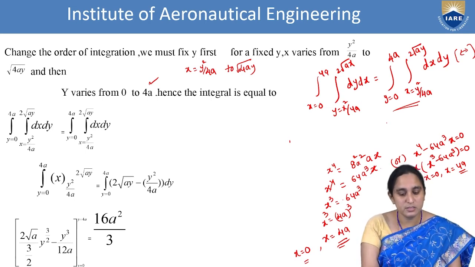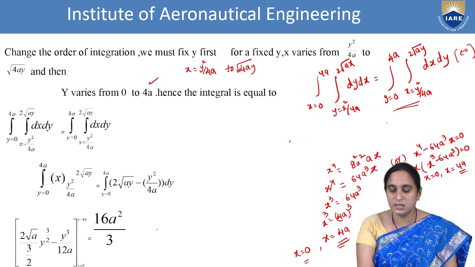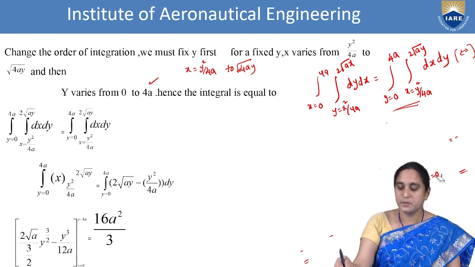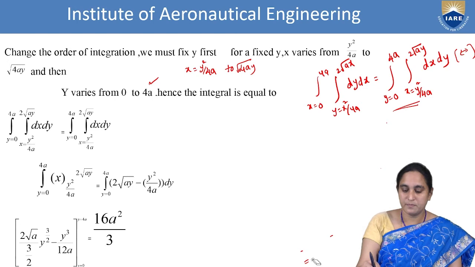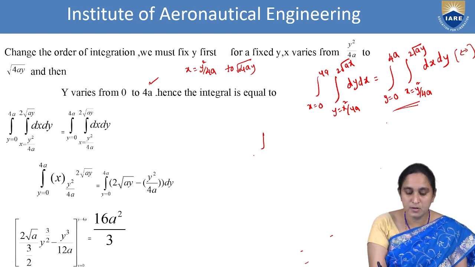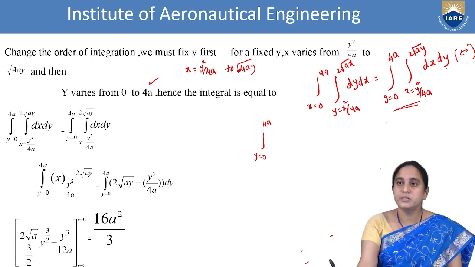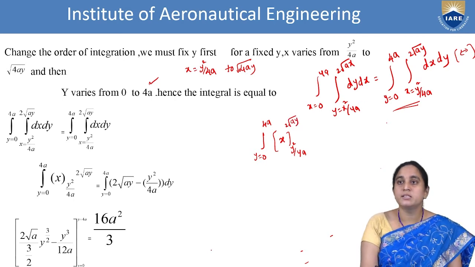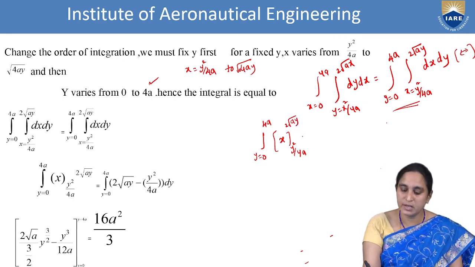Now integrate first with respect to x. First integrate with respect to x. That is the integral of y is equal to 0 to 4a, and the integration with respect to x gives x, and the x limits are y square by 4a to 2 root ay, into dy. Okay, this is the next step.